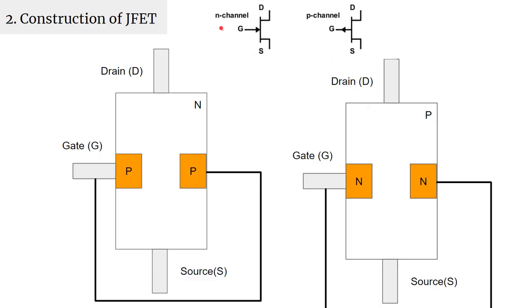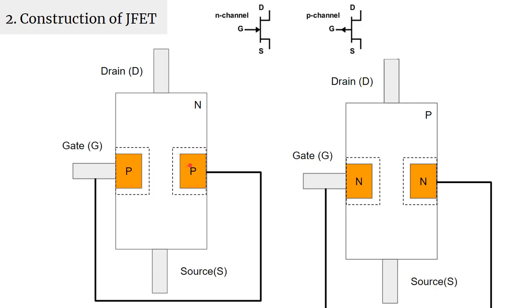These are the symbols of the N-channel JFET. You can see that the arrow is going towards the body of the JFET in the case of the N-channel JFET, and here the arrow is coming out of the body of the JFET.